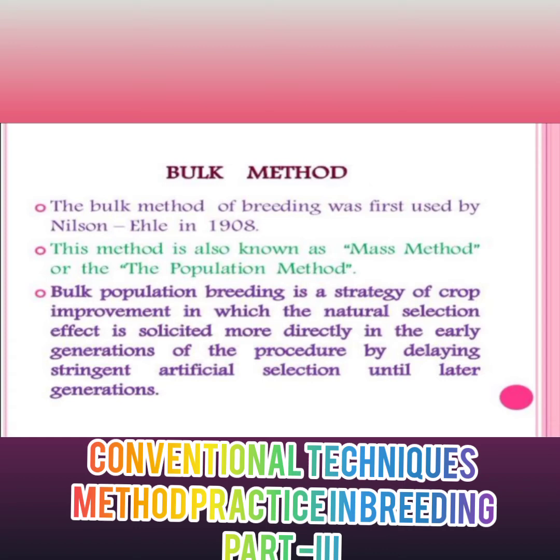The bulk method of breeding was first used by Nilsson-Ehle in 1908. This method is also known as the mass method or the population method. It is a breeding strategy of crop improvement in which a natural selection effect is solicited more directly in the early generations of a procedure, by delaying the stringent artificial selection until the later generations.